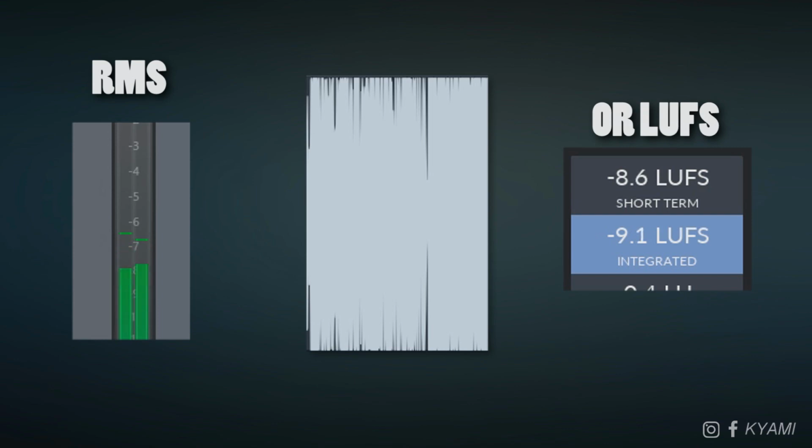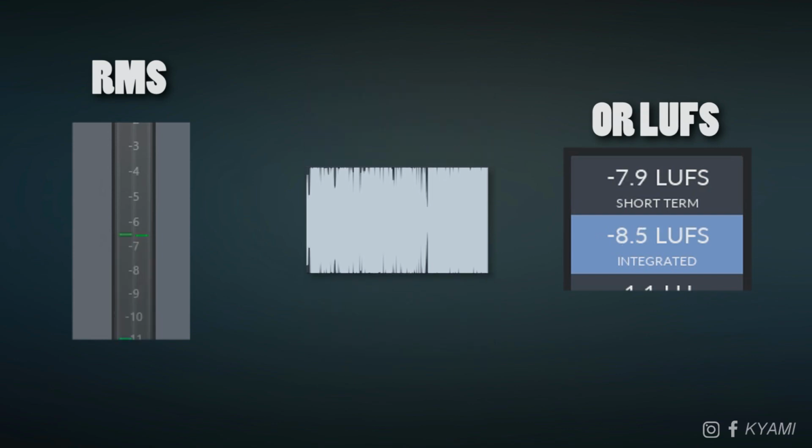EDM tracks loudness is often between -8 to -6 dBrms, so make sure to lower the volume of your reference track to achieve correct mixing decisions.